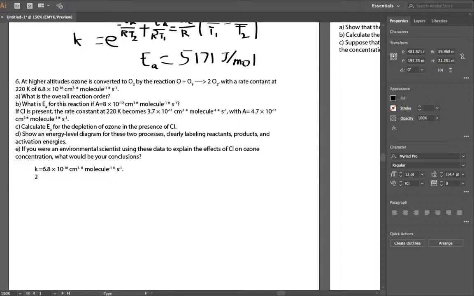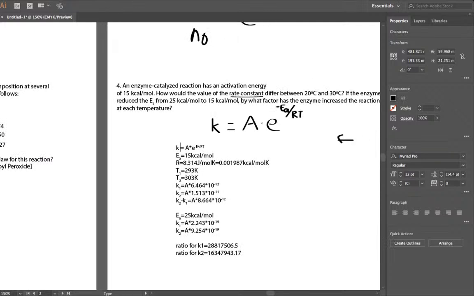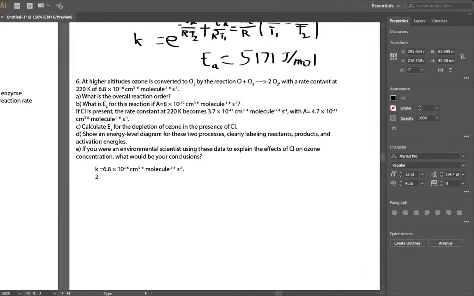So B, what is EA for this reaction if A is 8 times 10 to the power of negative 12? So this is basically Arrhenius again because we got the EA there. So let me just copy this guy here. Let's put it on the other side here. So for part B, the formula is this guy. So we can just rearrange them all.